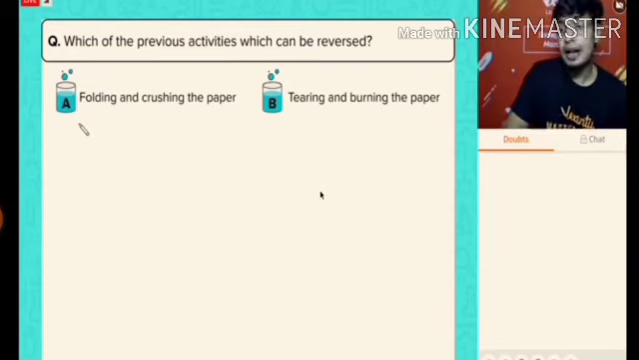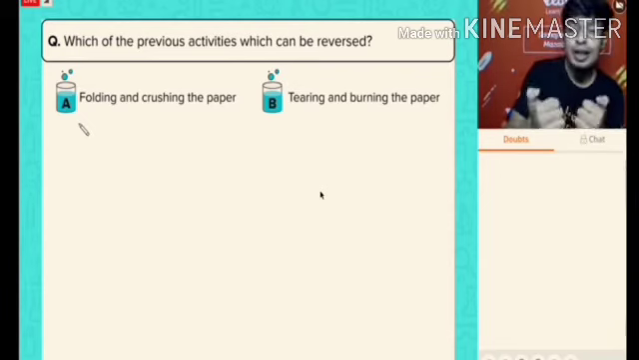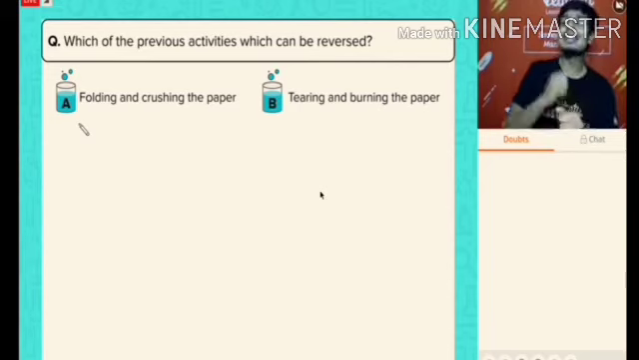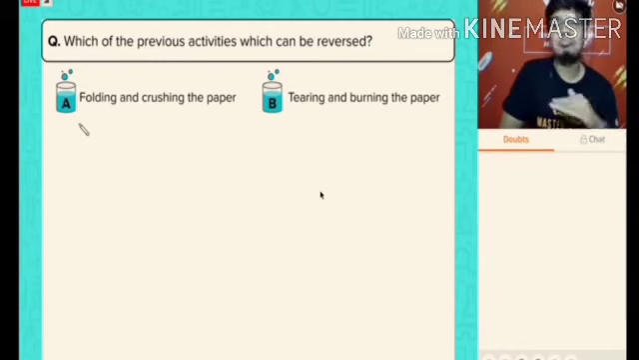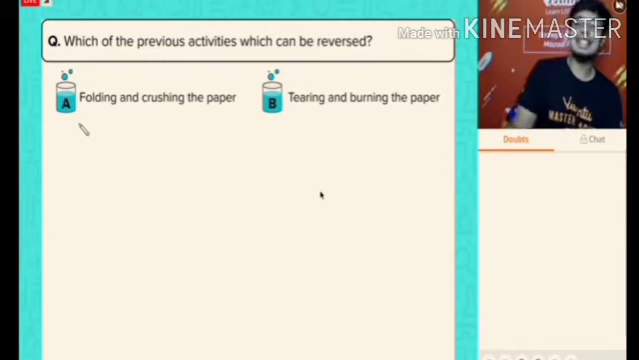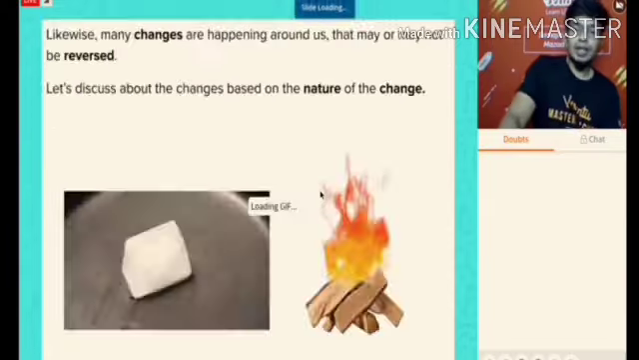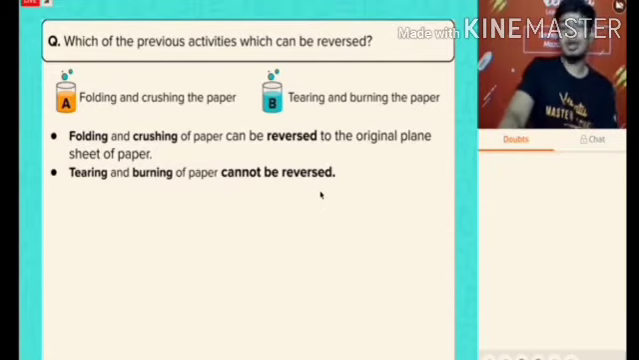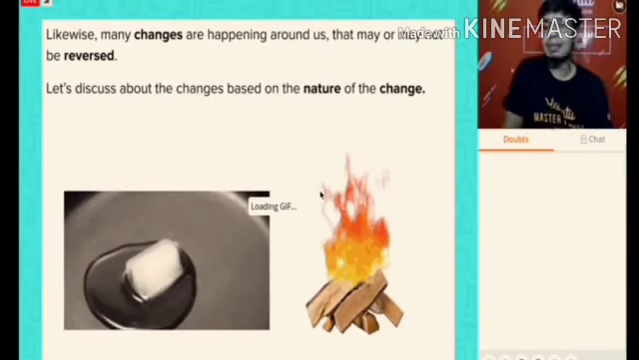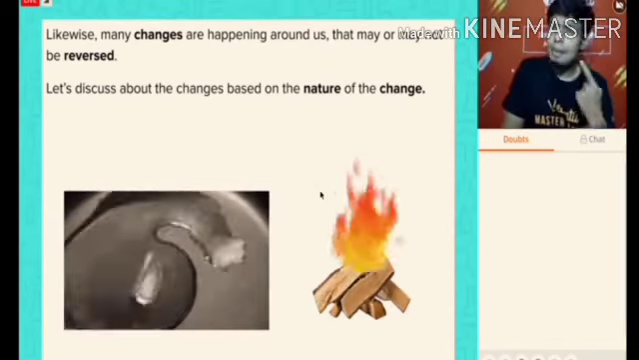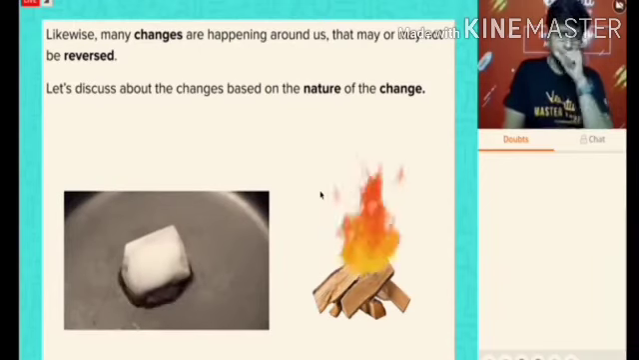In fact, what cannot be reversed is tearing and burning of the paper, because once you start burning it, it gets converted into ash. And can you bring back the paper from the ash? Not at all possible, isn't it? Yeah, so keeping that in mind, let us go forward. Now, let us talk about a few more changes happening around us which may not be reversed.